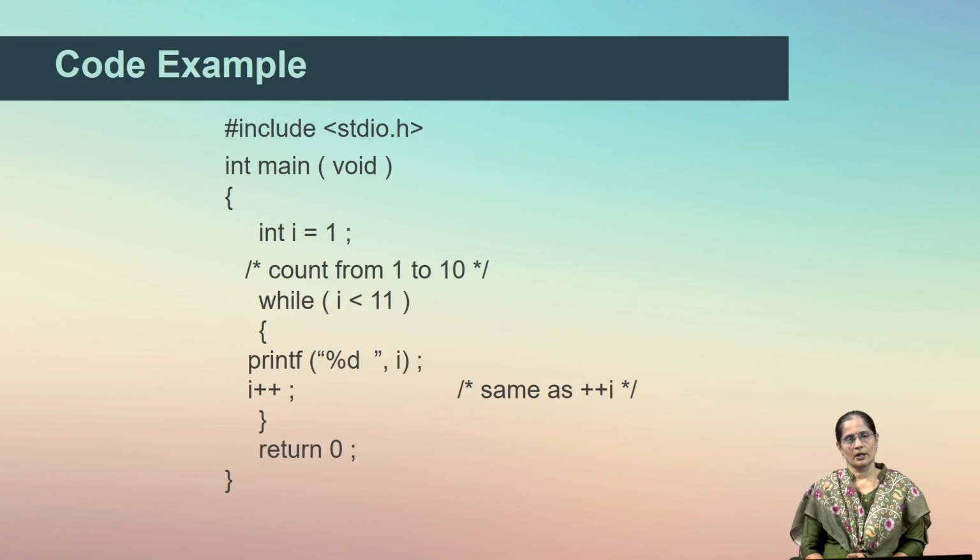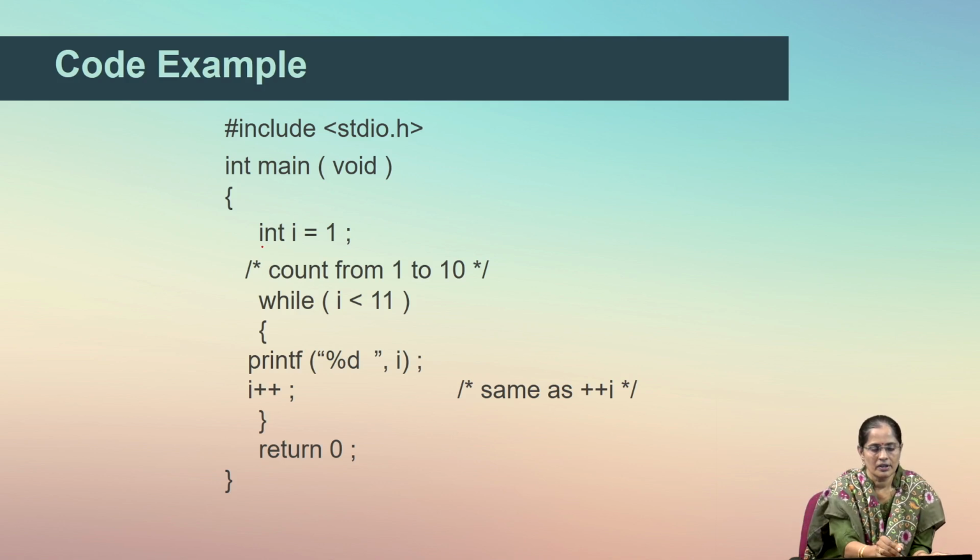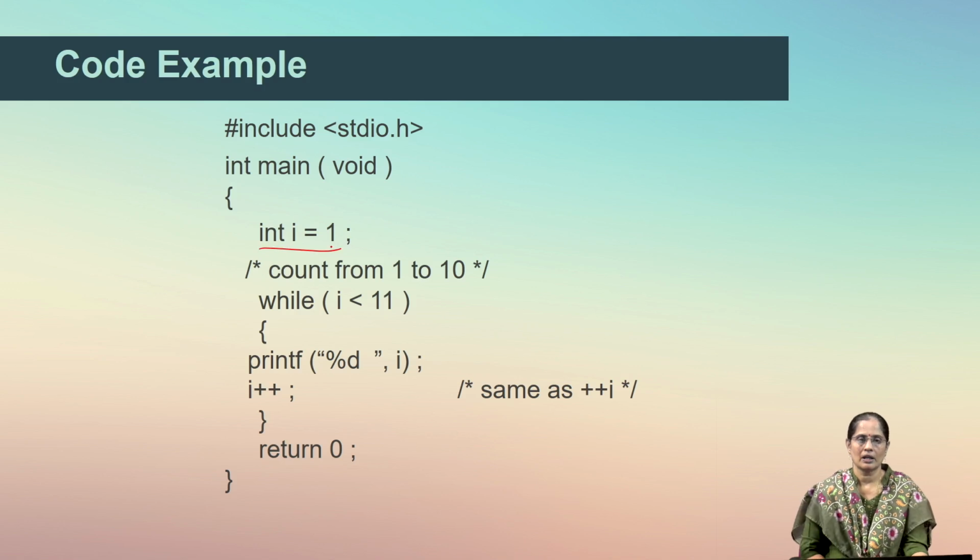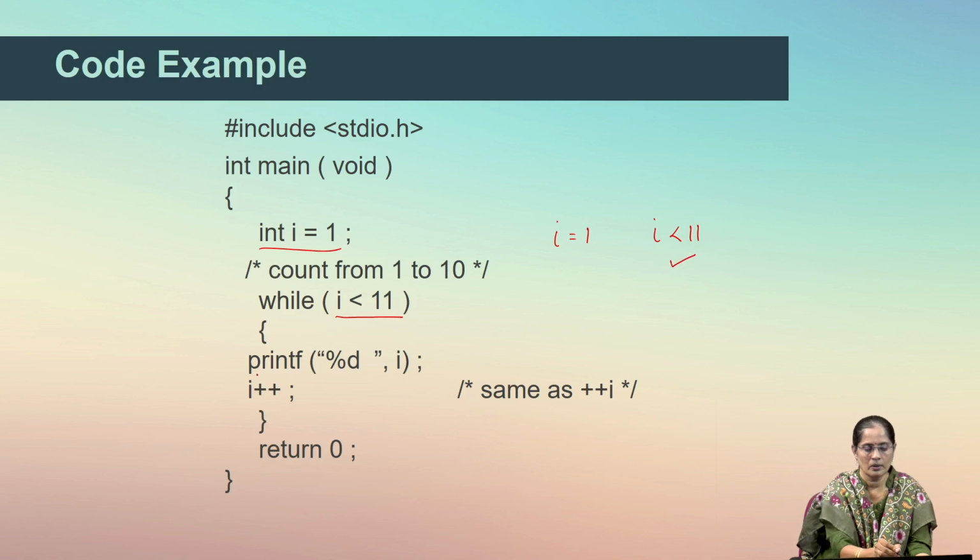So, here in this program we take a variable I to be initialized with the value 1, and then we use a looping structure called while loop, which is executed with testing the condition I value less than 11. Initially the I value is set to be 1, so the condition I less than 11 becomes true. Since it becomes true, it enters into the loop and it prints the value of I.